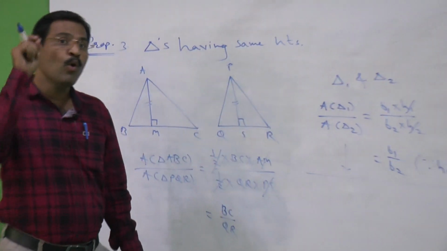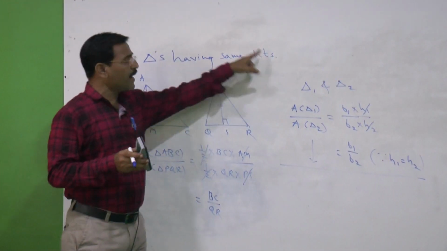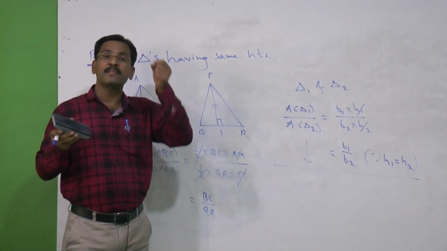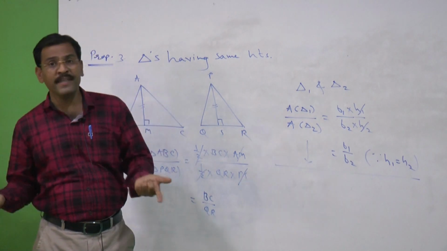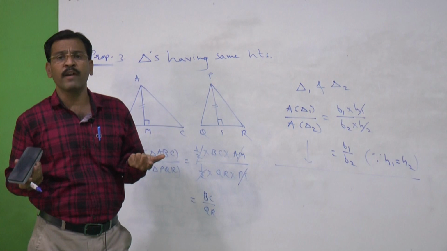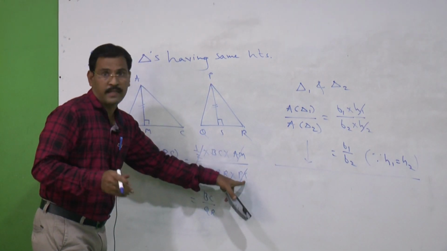Friends, one more option is there. See here, triangles having the same heights. In the previous properties, it was the same bases. But sometimes in some cases, the two triangles can have the same bases and the same heights also. At that time, what will we get here? As here AM and PS, these two heights, get cancelled.